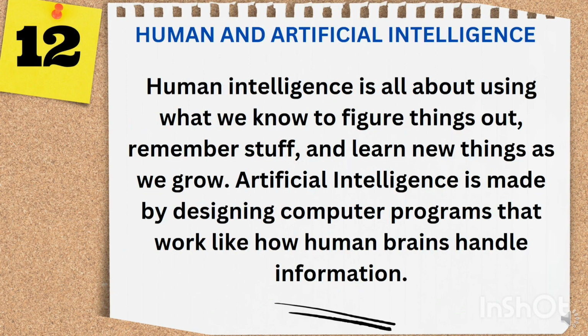12th is human and artificial intelligence. Human intelligence is all about using what we know to figure things out, remember stuff, and learn new things as we grow. Artificial intelligence is made by designing computer programs that work like how human brains handle information.